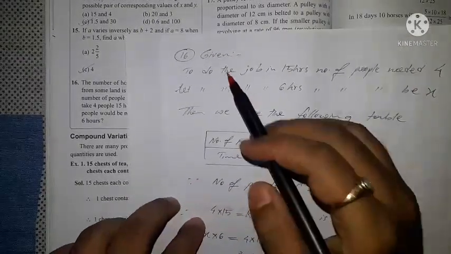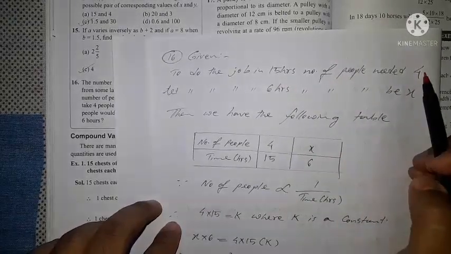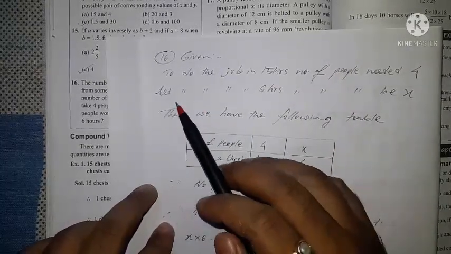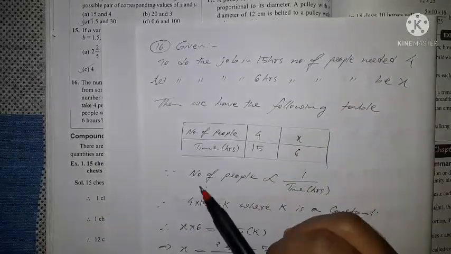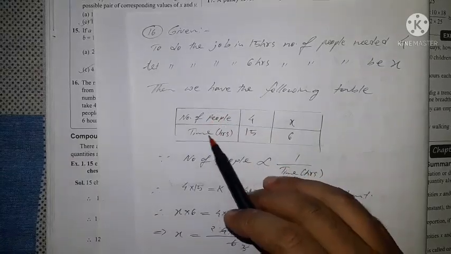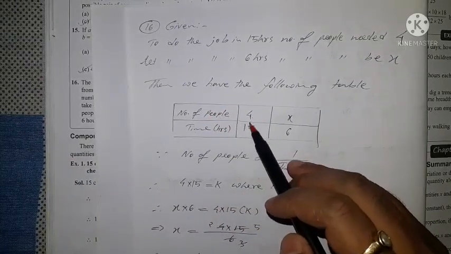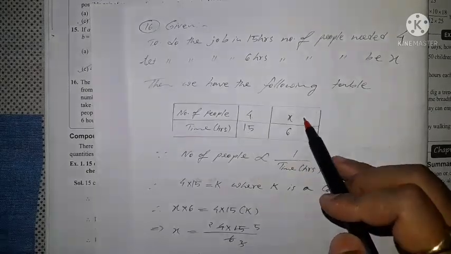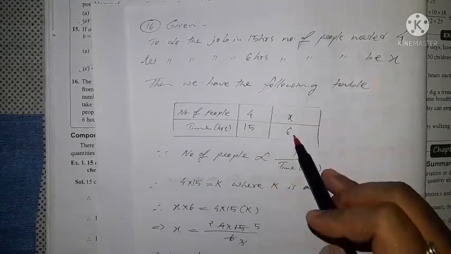In the question it is given that to do the job in 15 hours, the number of people needed is 4. So let the number of people needed to do the job in 6 hours be X. Then we have the following table. This is the number of people and this is the time. When the number of people is 4, time is 15 hours. And when the number of people is X, the time is 6 hours.